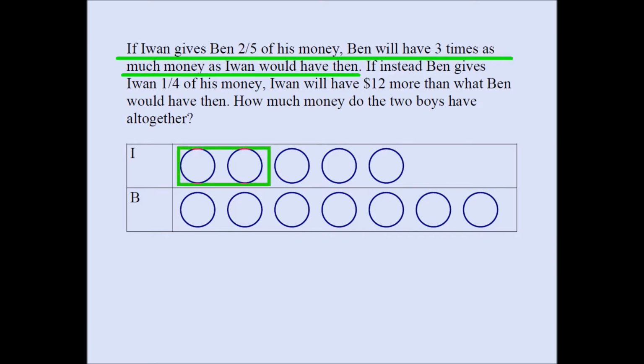When Ivan gives Ben 2/5 of his money, Ben will have altogether 9 units or 9 circles, and Ivan will be left with 3 units or 3 circles, and 9 is 3 times 3. So it makes sense to use 5 circles to represent Ivan's original amount and 7 circles to represent Ben's original amount. And just to make sure we understand that each circle represents the same amount of money.